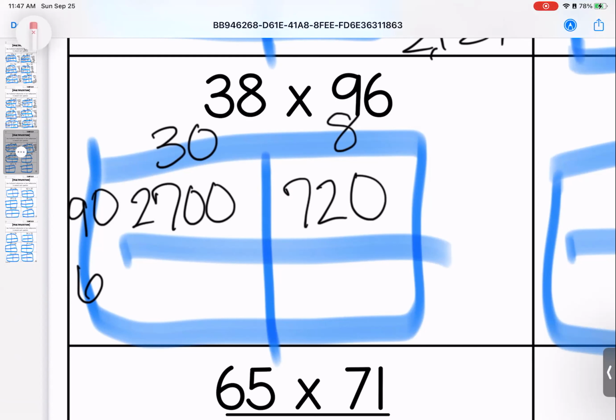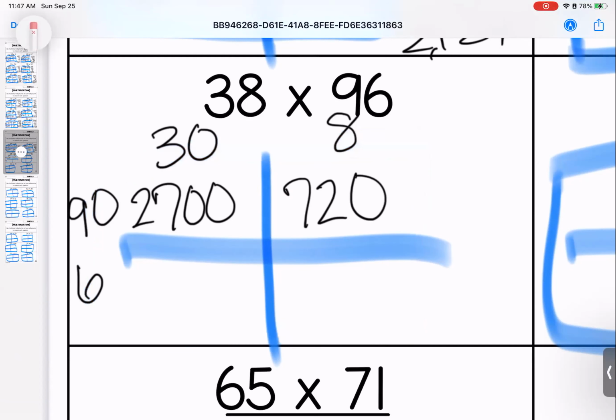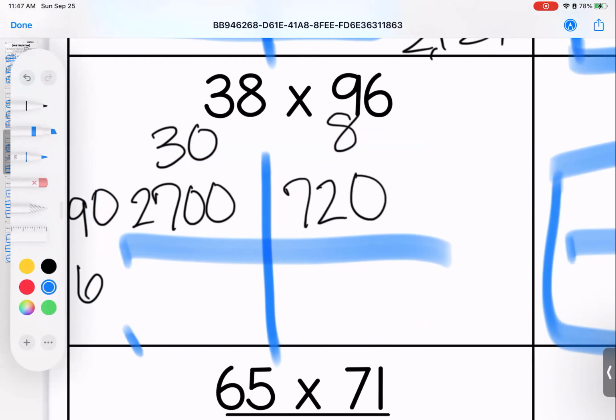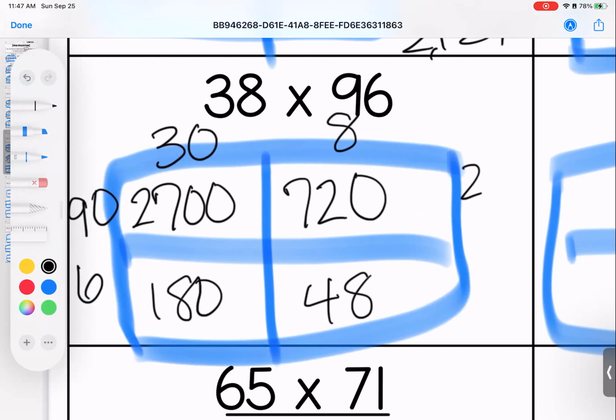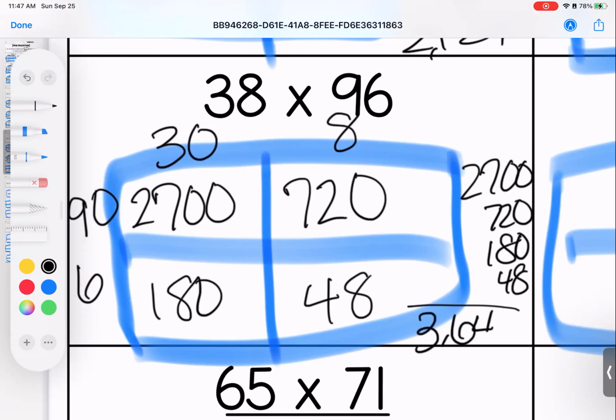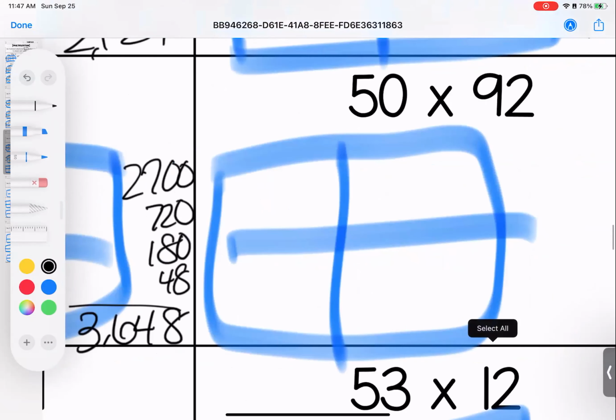All right, peeking back in, 6 times 3 is 18. Oh, no. I unplugged my iPad. There we go. All right, 6 times 3 is 18 and a 0. 6 times 8 is 48. We stack, we add, we line up our place value, and we get 3,648. Moving on, break it down.